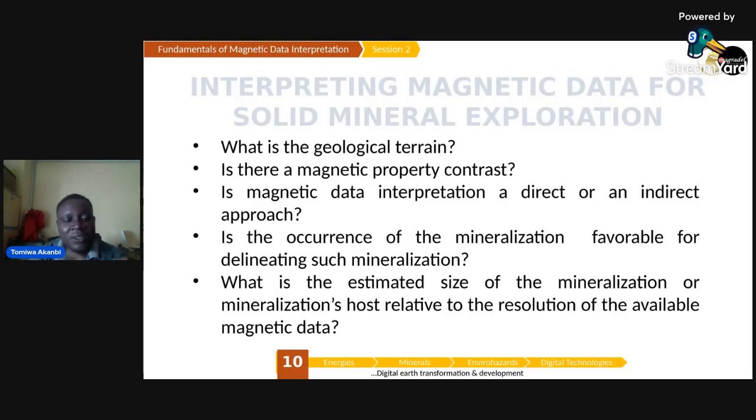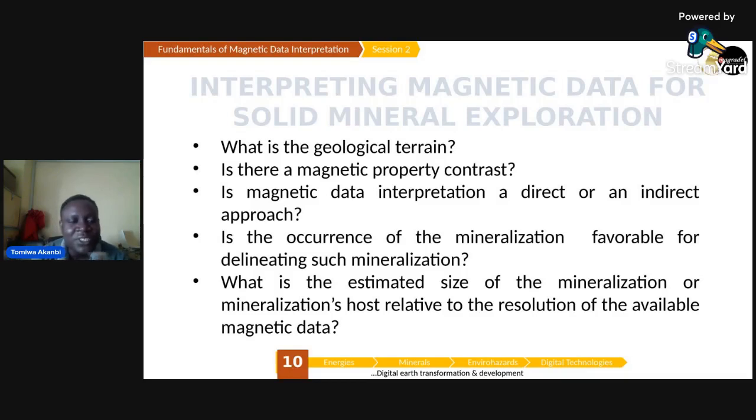You know. So the next thing we also need to consider is the estimated size of the mineralization and/or the mineralization host, depending on the case, relative to the resolution of the available magnetic data. Just like I've mentioned multiple times before, if your anomaly is just about 200 meters in diameter, and you have a data set of 500 meter spacing, you don't expect the 500 meter spacing data set to give you a good picture of a 200-meter anomaly. But if you have 150-meter spacing data, and your anomaly is about 300 meters in diameter, then you'd expect that 150-meter spacing data should be able to resolve that kind of anomaly very well.